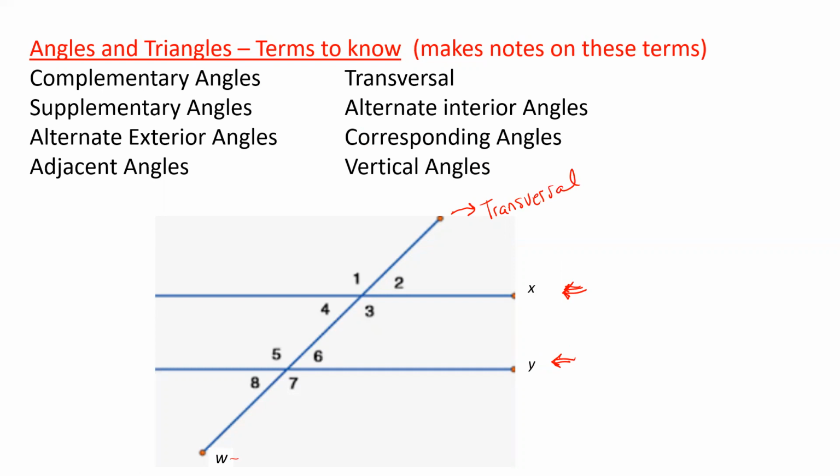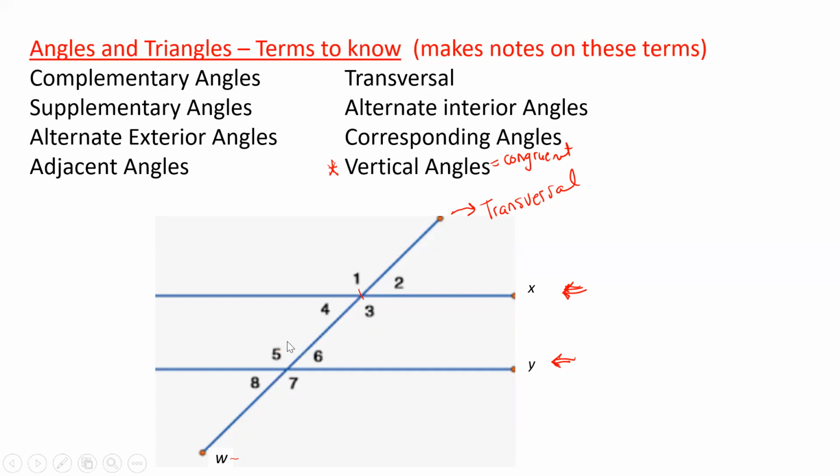And what happens is you create all of these angles that have things in common. When you have two angles that are across from each other, like 1 and 3, those are vertical angles. Vertical angles are across from each other and they're always congruent, okay? So angles 2 and 4 are vertical, angles 5 and 7 are vertical, angles 6 and 8 are vertical. You have to remember that vertical angles are congruent.